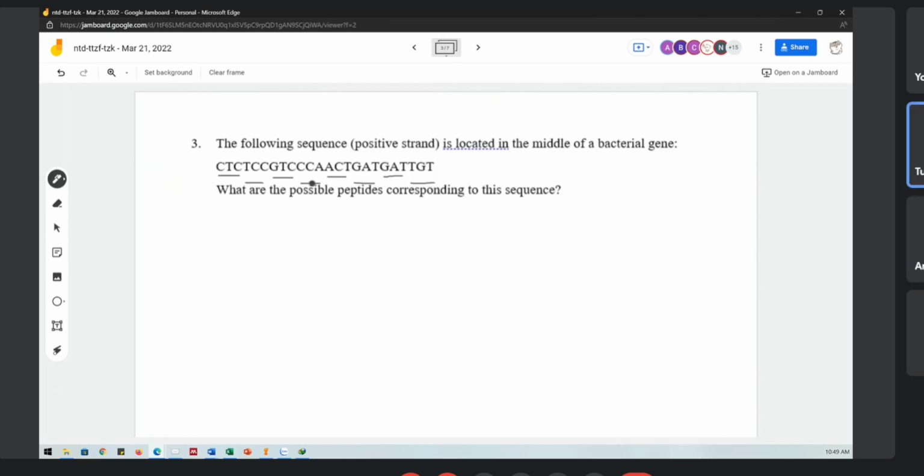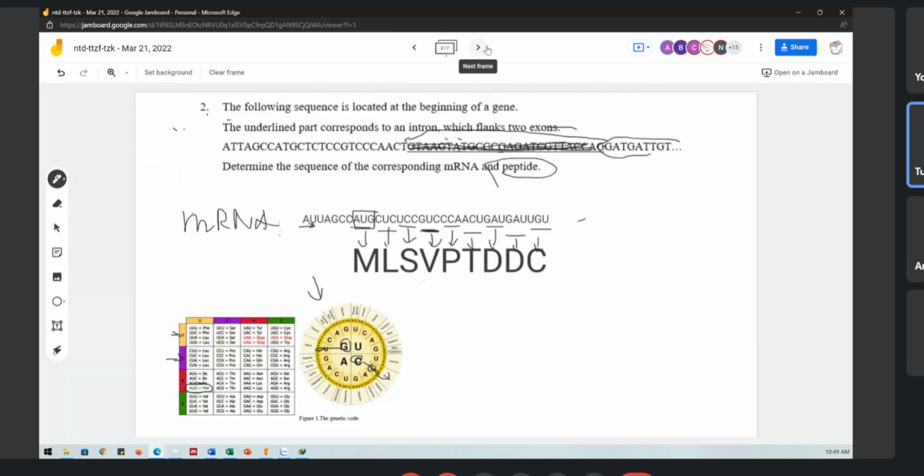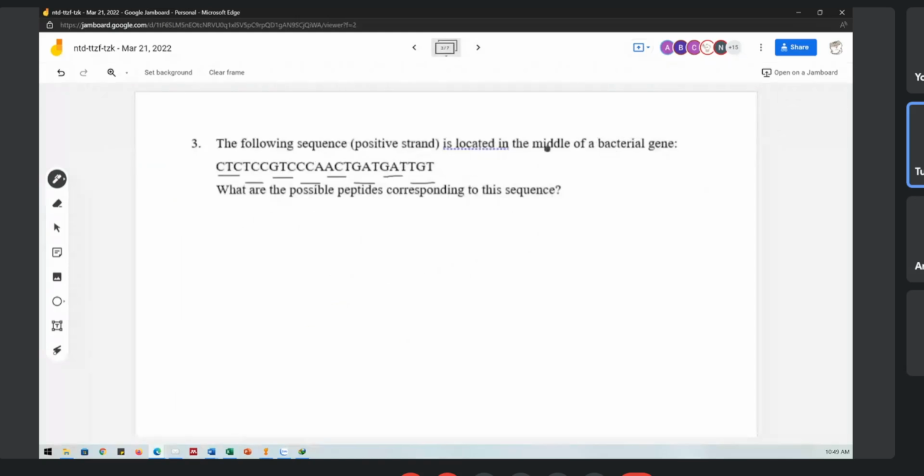So what is the difference between this and the one previously? For example, we have this one here. The thing is, do we have any information about the start codon or not? No, right? Because we are in the middle. Okay, in the middle. So normally, you can assume the start codon is somewhere in front of that. So there will normally be three scenarios.